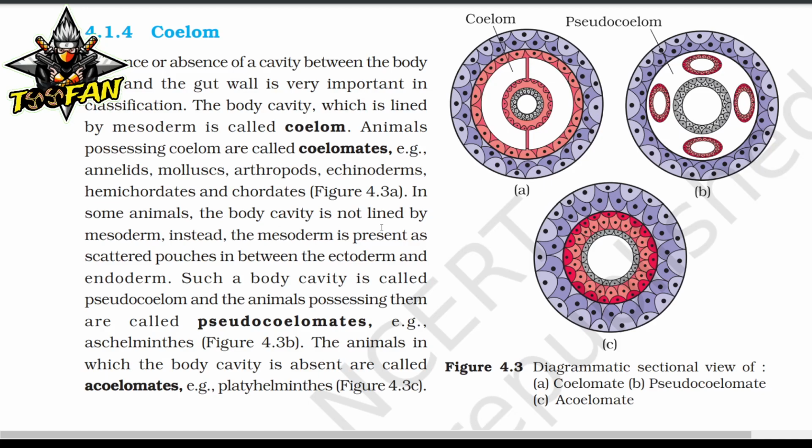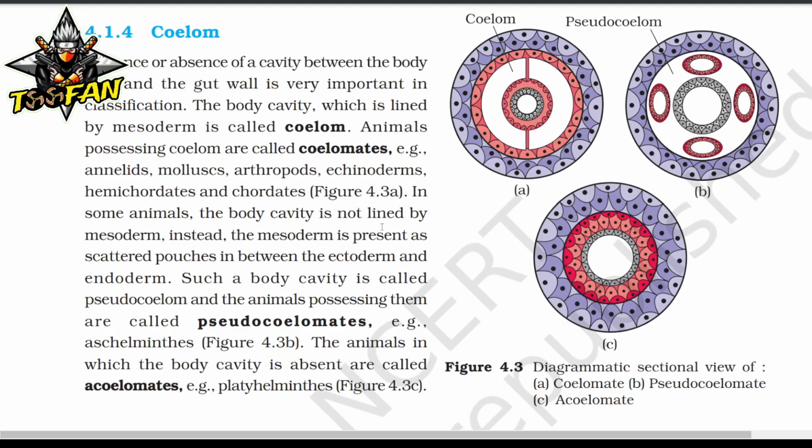In some animals, the body cavity is not lined by mesoderm. Instead, the mesoderm is present as scattered pouches in between the ectoderm and endoderm. Such a body cavity is called pseudocoelom, and the animals possessing them are called pseudocoelomates. Example, Aschelminthes. The animals in which the body cavity is absent are called acoelomate.